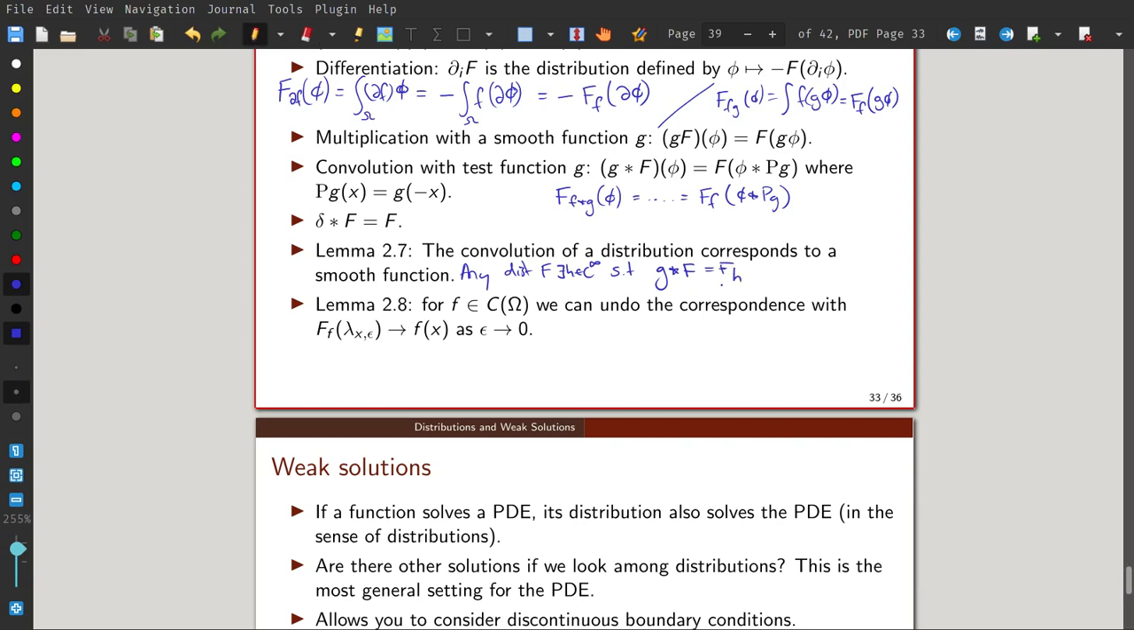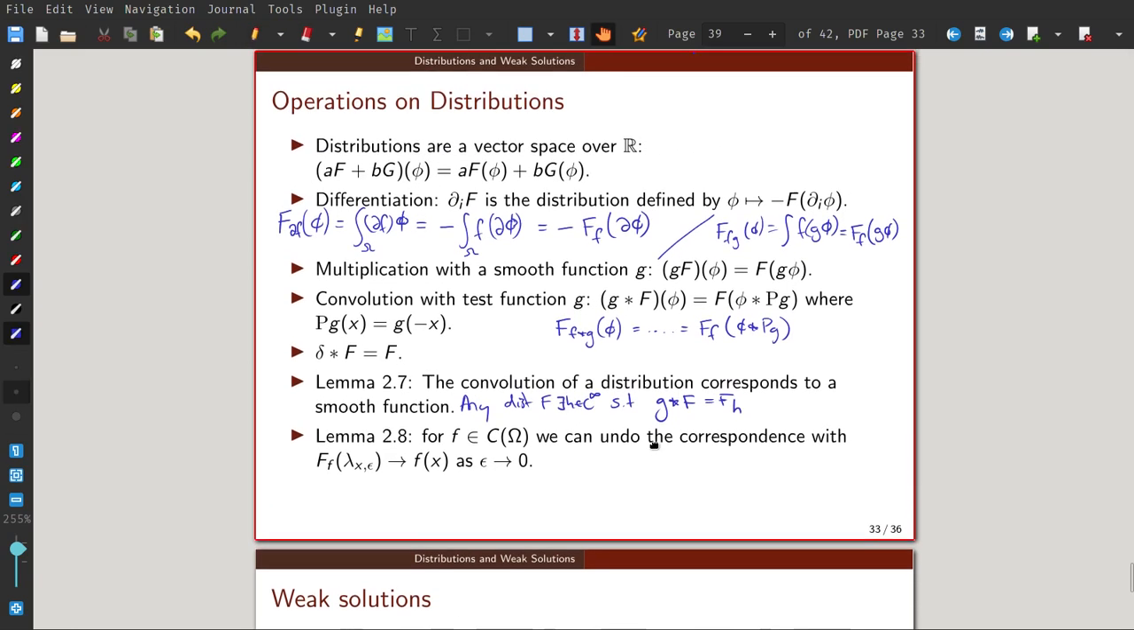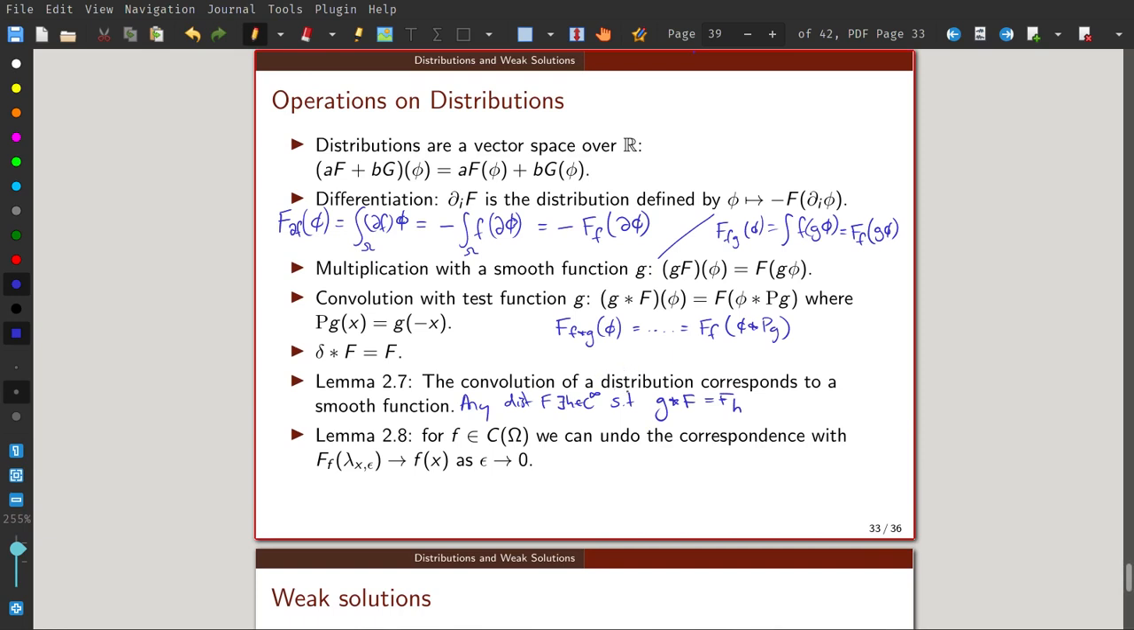So that's a really nice result and shows us why convolution is such a nice operator, because it gets us from a general distribution back to one of these special distributions coming from a function. And not only that, it comes from a very nice function. It comes from a smooth function. So that is why convolution is the best operator on distributions, and we use it everywhere.